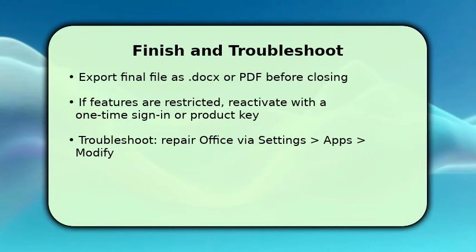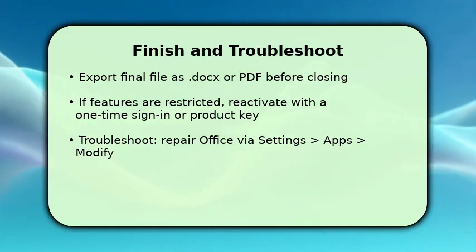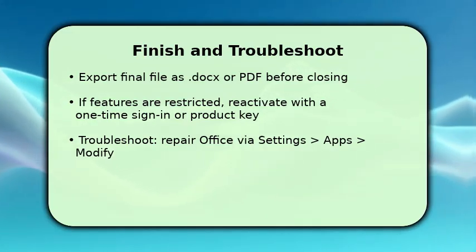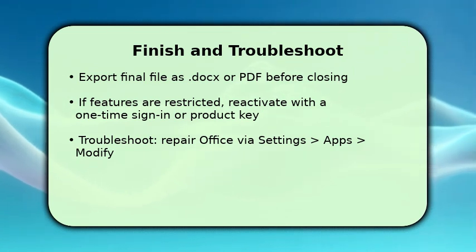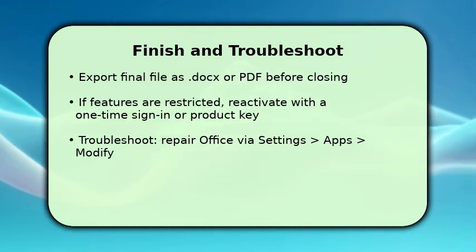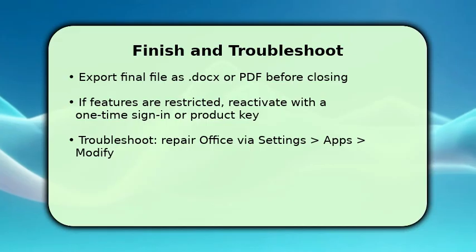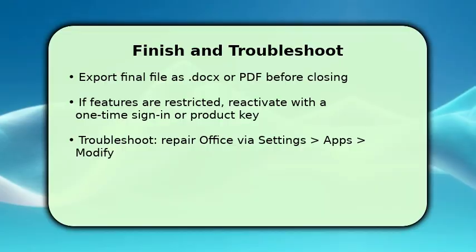To finish, save and export your final document as DOCX or PDF and close Word, which preserves edits locally. If you encounter disabled features, understand why. Some advanced tools need an activated account or license. You can either sign in once or enter your product key to restore full functionality.